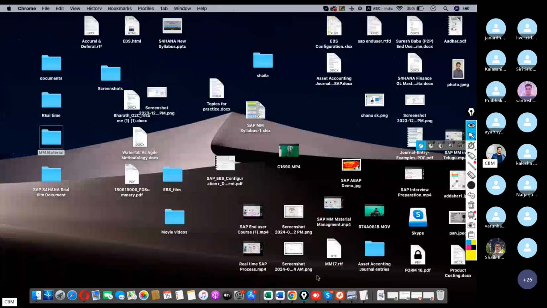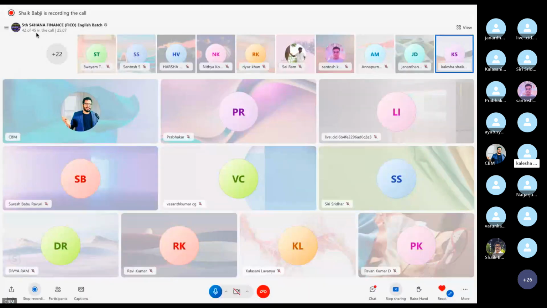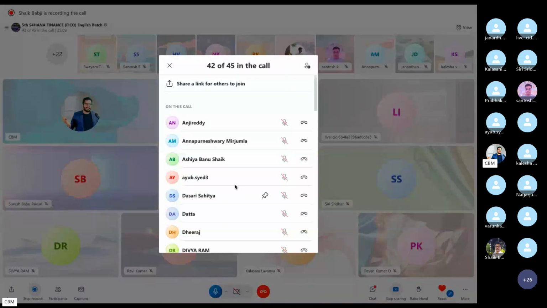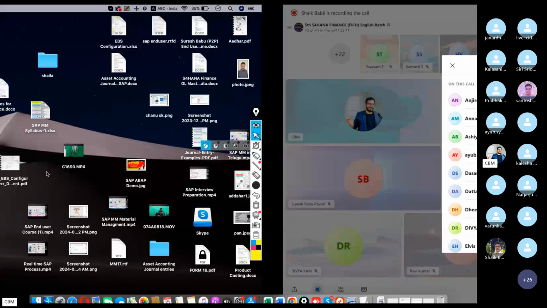Keep your audio mute, please. Everyone, like Kalish Sheikh, keep your audio muted.